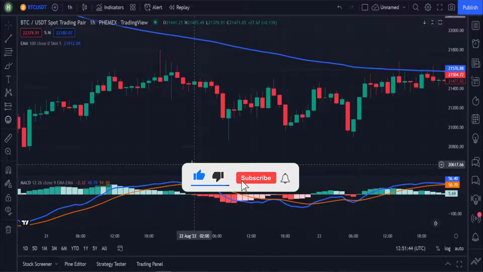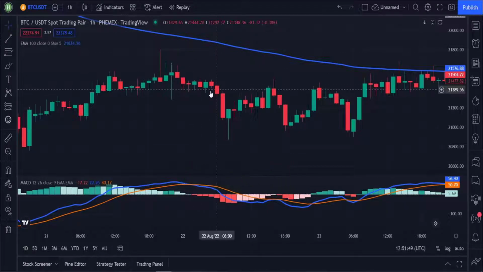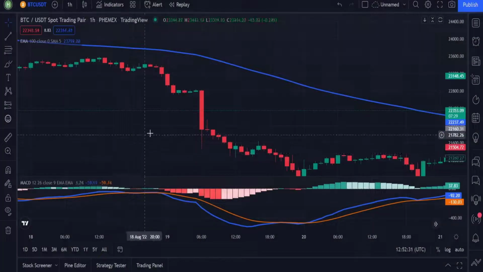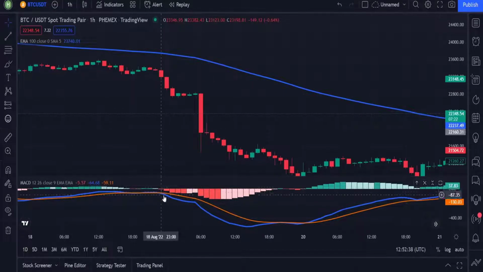Now let's take a look at an example for a sell trade. This is a good example. We have our price action below the 100 EMA, and the blue line is crossing below the orange line right here. So we would get in from the next candle. We would keep our stop loss at the recent swing high for a short trade.